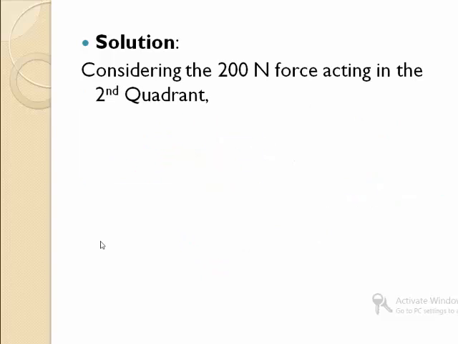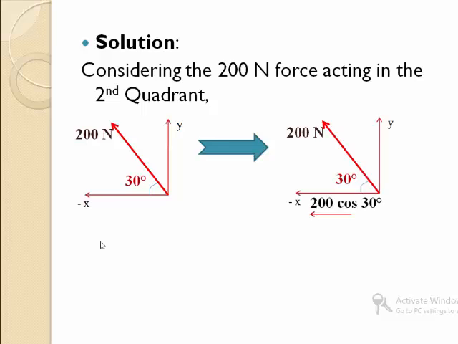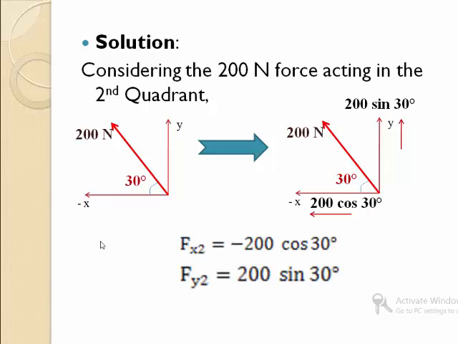Next, consider the second force, that is 200 Newton acting in the second quadrant. This force also can be split into 2 force components. One along the negative x-axis with a magnitude of 200 cos 30 and the other along the positive y-axis with a magnitude of 200 sin 30. So Fx2, that is the horizontal component of the second force, is passing through the negative x-axis, so it can be represented as minus 200 cos 30. And the vertical component of the second force Fy2 is plus 200 sin 30.